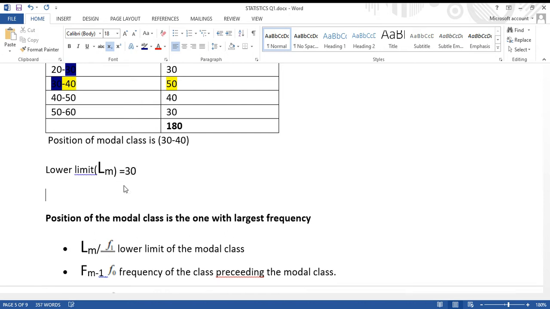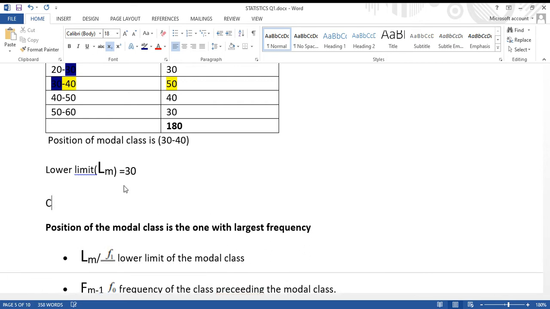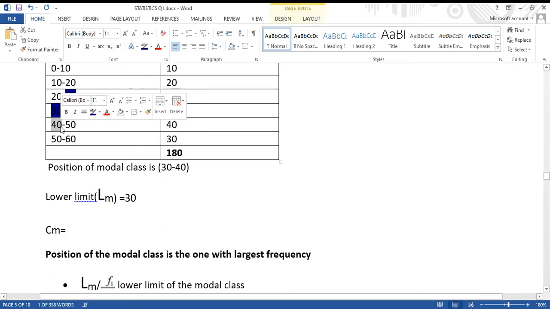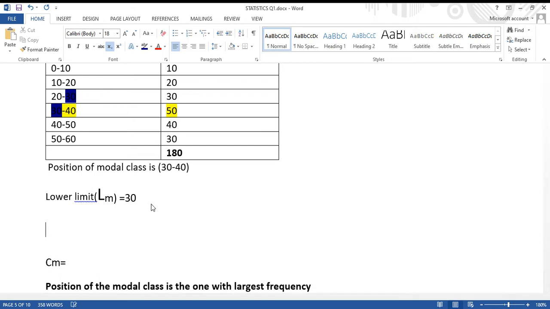LM equals 30. We have to find the class width. Class width is CM. So the upper limit is what? Let's see, 40 plus 40, that is 80. 80 divided by 2, that is 40. Upper limit, 40 plus 40 divided by 2, that equals 40.